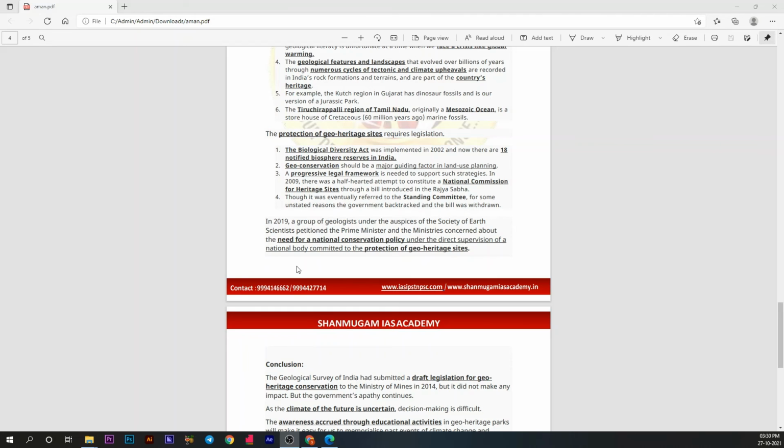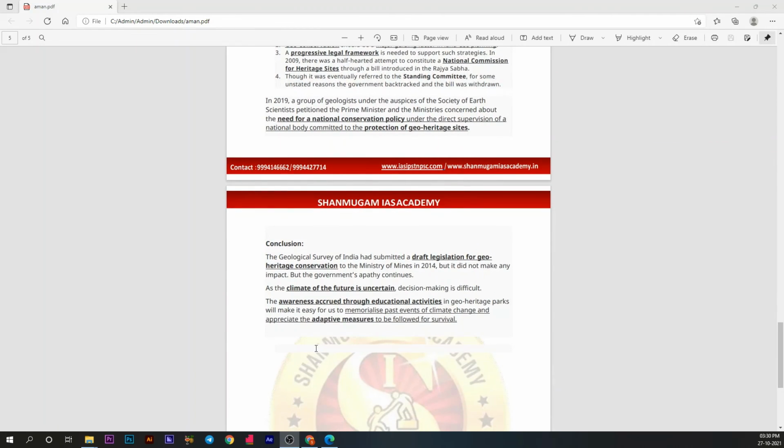Now I conclude by saying this: the Geological Survey of India submitted a draft legislation on geoheritage conservation to the Ministry of Mines in 2014, but it did not have any impact. So this is a very poor thing. The Geological Survey of India submitted the draft legislation to the Ministry of Mines in 2014, but government apathy continues here.